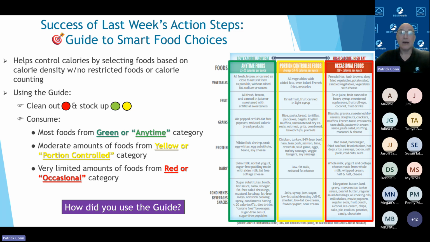Jim said the way that he used the guide to smart food choices is really eliminating most of that red group. Yeah, because that red group is typically the highest calorie content based on its weight of food. Typically, it is higher in fat, less water, and less fiber. Yeah. Anyone else?